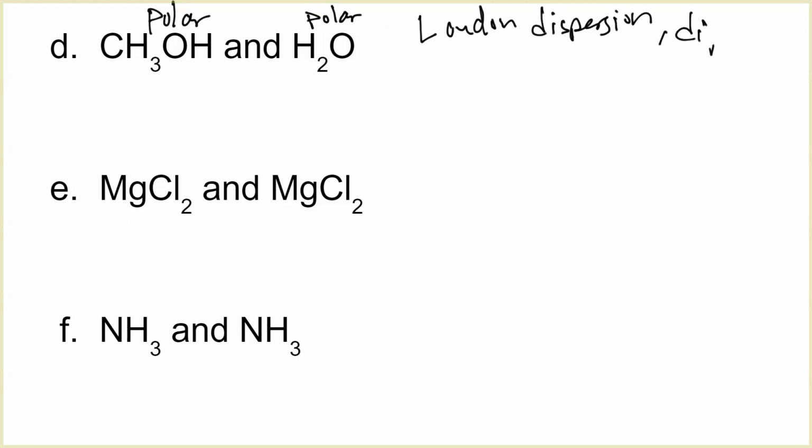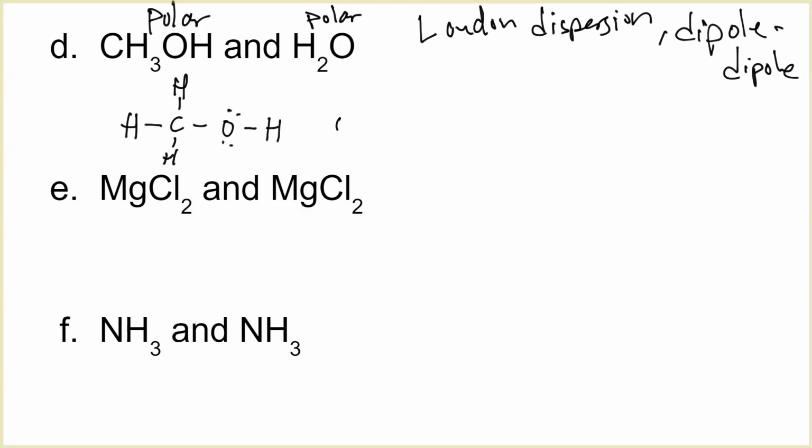To do that, I like to draw a Lewis structure. And try not to talk and write at the same time. So our Lewis structure looks like this. Okay, what do we think? Can this thing do hydrogen bonding? Yes, it can. The hydrogen bond's going to happen right here. So this one will also do hydrogen bonding.